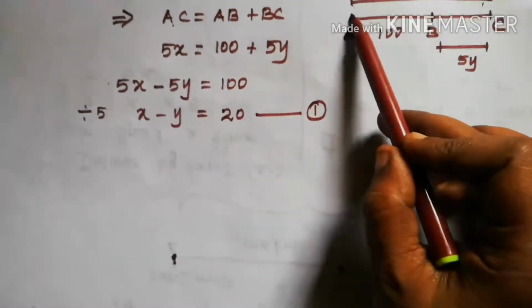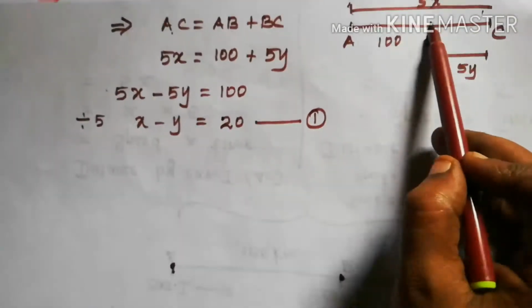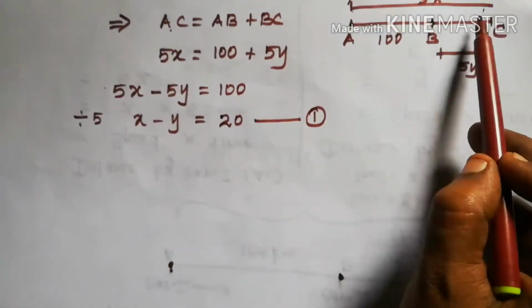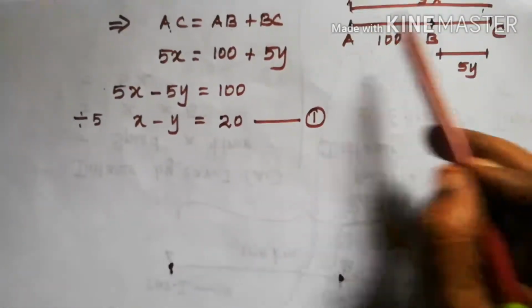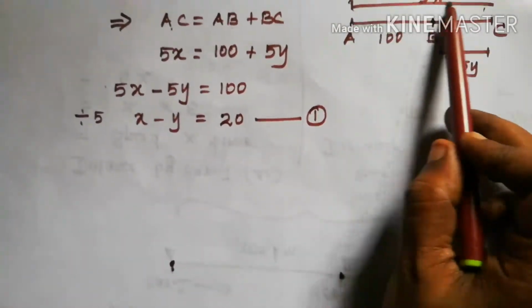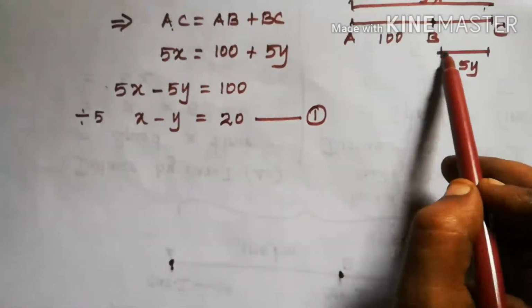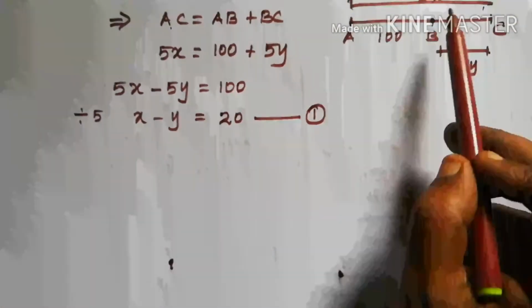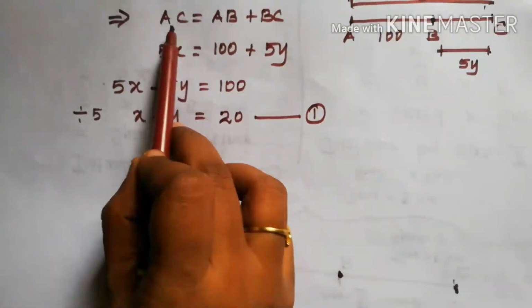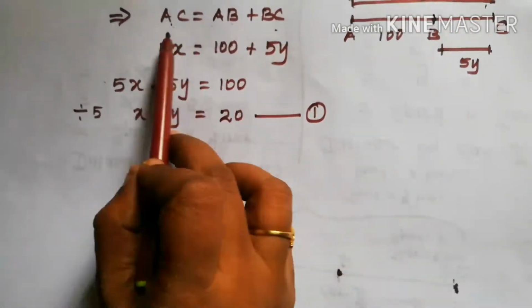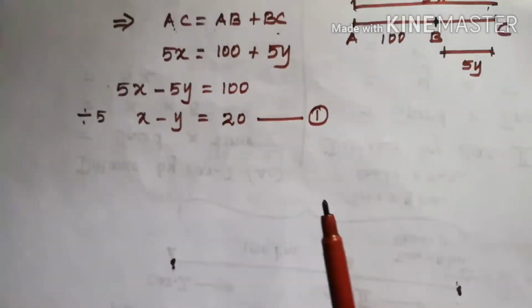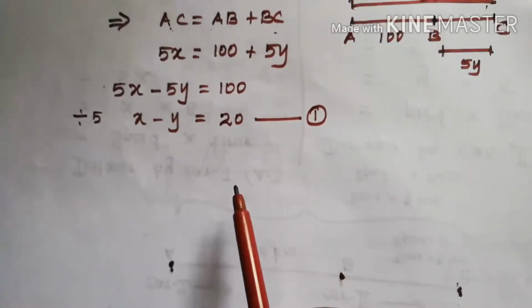So, two cars starting from A and from B, in the same direction at the same time, but with different speeds. We have calculated first the distance traveled by the first car and the second car. Now the relation we are writing: AC is equal to AB plus BC. When you write the distance, you get an equation. Now coming to the second case.